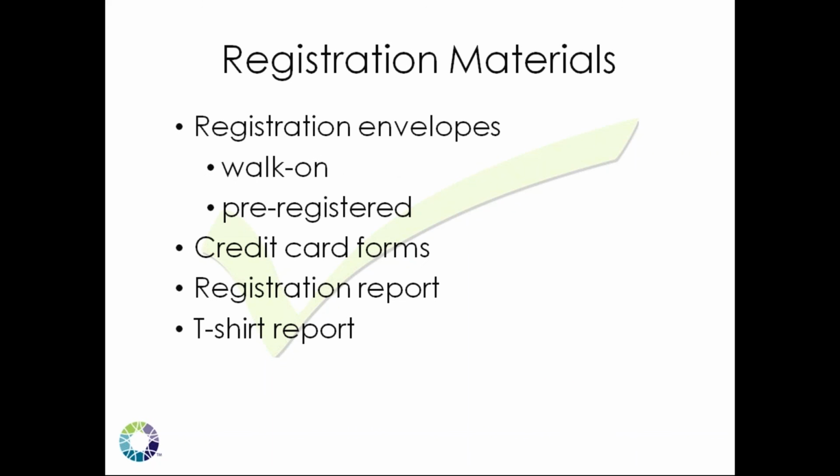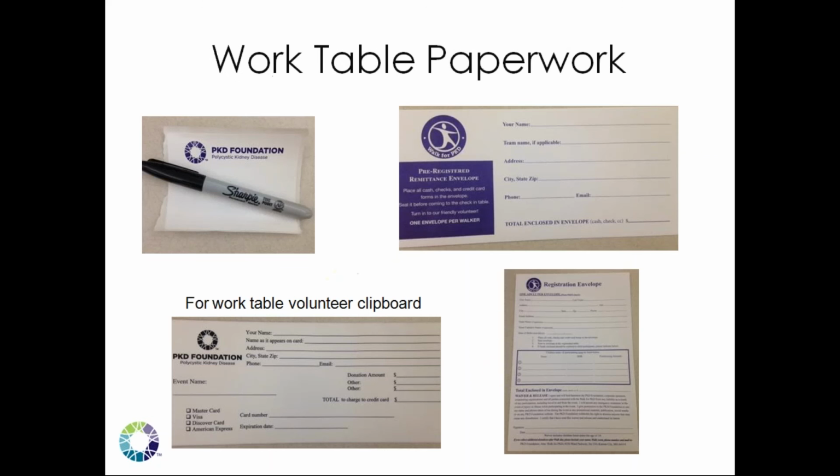The materials you need for registration are your envelopes, the walk-on and pre-reg credit card forms, your registration report, and your T-shirt report. And this is what they look like. We'll also put the name tag there. Sharpies work best on the name tags. That long skinny envelope is your pre-reg, those people who have already registered, but they just have money to drop off.